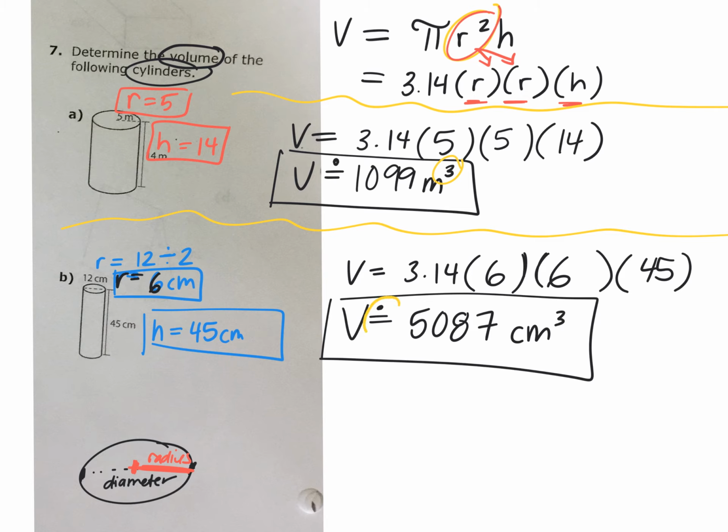If I put this symbol, great question, that means approximately equal to. I'm not saying the volume is equal to that because I rounded my answer. If you're rounding your answer, you just put that little dot above it, and that tells me that it's an approximate answer. And all of these are approximate because we rounded pi.